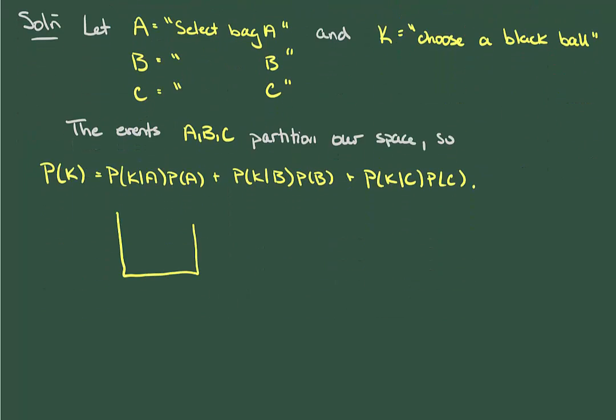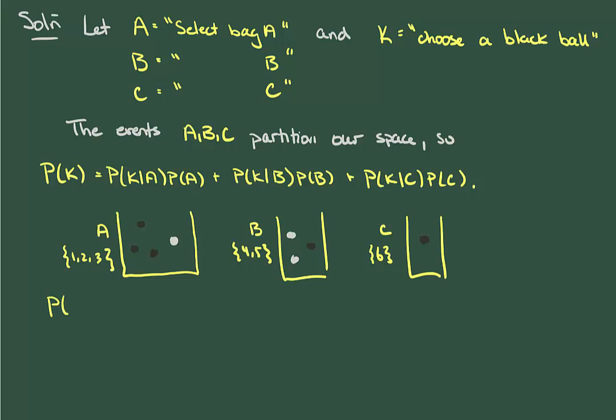Let's sort these probabilities out by drawing a picture. Here's bag A with 3 black balls and 1 white ball, and we choose this bag on a roll of 1, 2, or 3. I'll draw a similar picture for bag B, and one also for bag C.